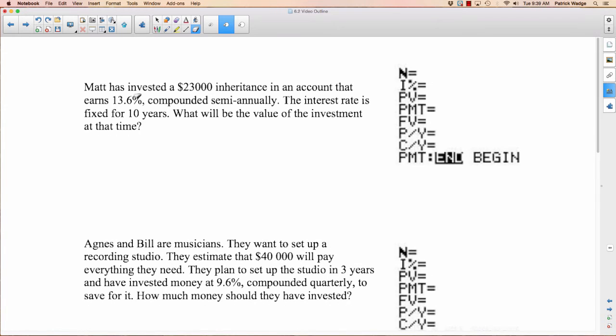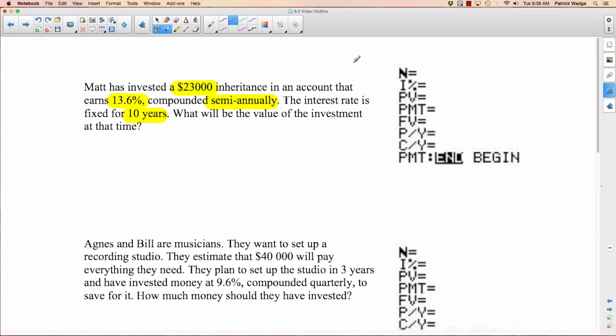Okay, here we go. Matt has invested, well, maybe what I'll do is I'll highlight the numbers here. Matt has invested a $23,000 inheritance in an account that earns 13.6% compounded semi-annually. The interest rate is fixed for 10 years. What will be the value of the investment at that time? So let's start by putting in the information we know. N is the number of compounding periods.